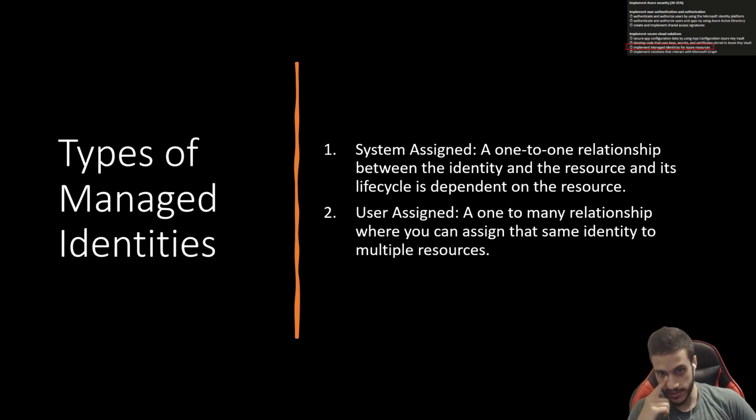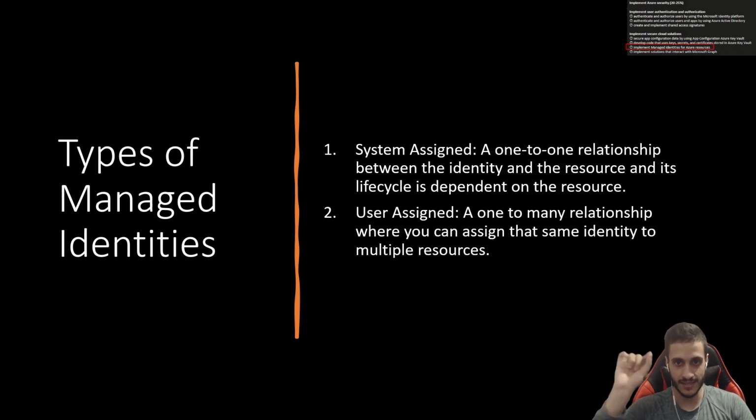The second is user assigned, and this is a one-to-many relationship where you can assign that same identity to multiple resources. Let me give you an example. Say that you have multiple VMs behind a load balancer and you want those VMs to access a storage account. Now you can by all means assign system assigned managed identities on each specific VM, or you can simply create a user assigned managed identity and then use this user assigned managed identity to apply it to all of the VMs. So it's essentially a one-to-many relationship rather than manually creating a system assigned managed identity for all of those VMs to access the storage account.